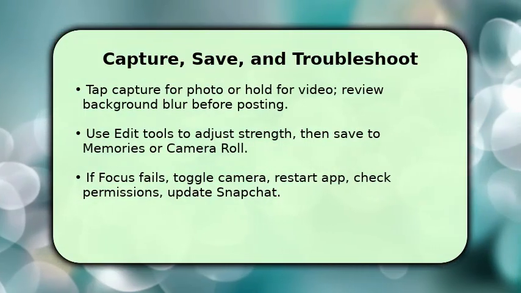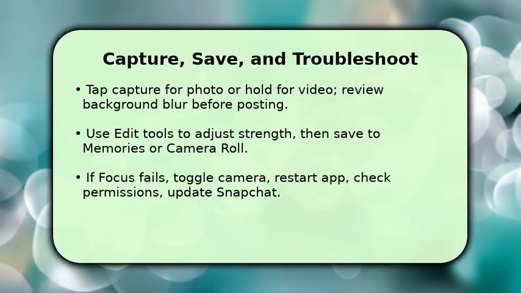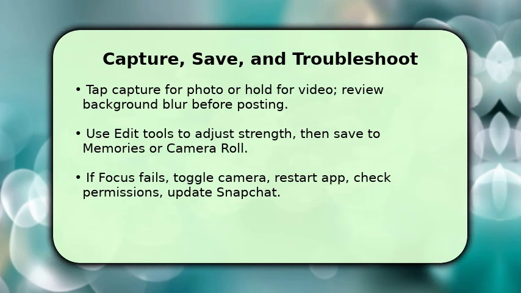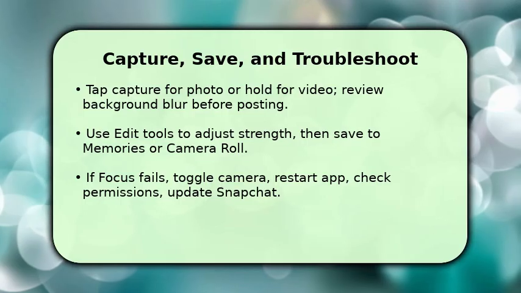To finish, tap to take a picture or hold to record video while focus is active. Review the blurred background and use Snapchat's edit sliders to fine-tune the effect before saving. Once satisfied, save to memories or camera roll and share.